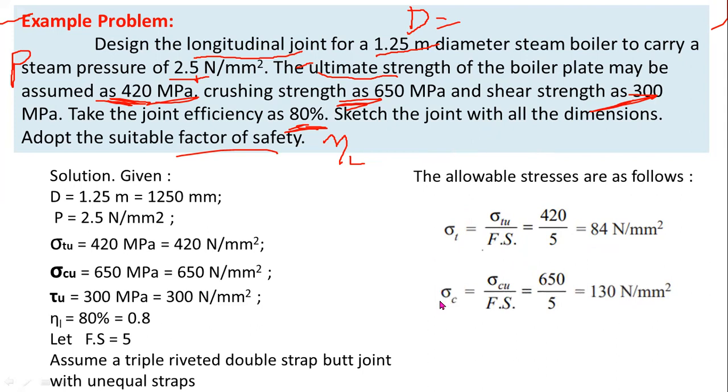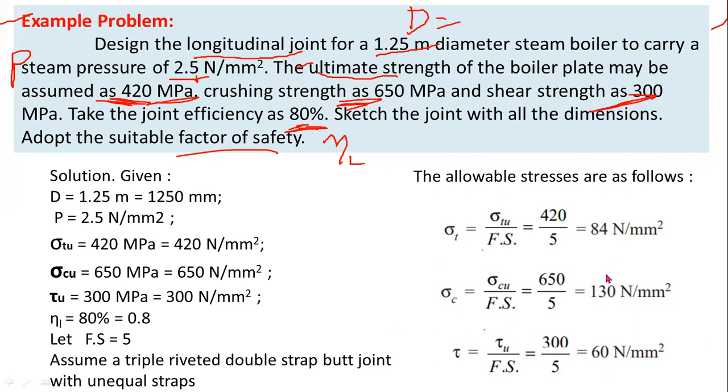And this is the permissible crushing stress. Permissible crushing stress equal to maximum crushing stress divided by factor of safety. This is the safe or permissible shear stress. Permissible shear stress equal to ultimate or maximum shear stress divided by factor of safety. These three are the permissible stresses. Now you have to design longitudinal butt joint using these three stresses.